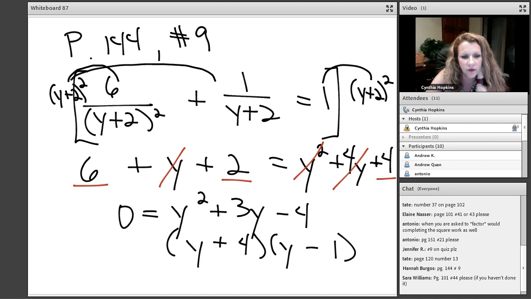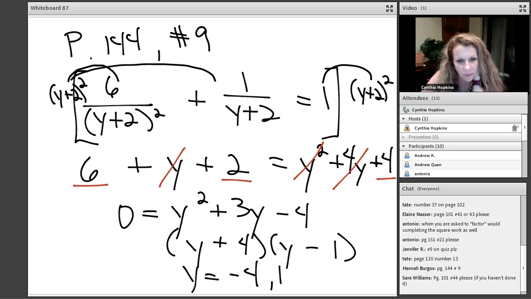Okay, let's see if we can factor this. Y here, y there. I'm going to go 4 and 1. I want the 4 to be positive, the 1 to be negative, and let's double check. Y times y is y squared. I get minus y plus 4y. That gives me my plus 3y, so that's good, and then minus 4. And I get y equals negative 4 and positive 1.